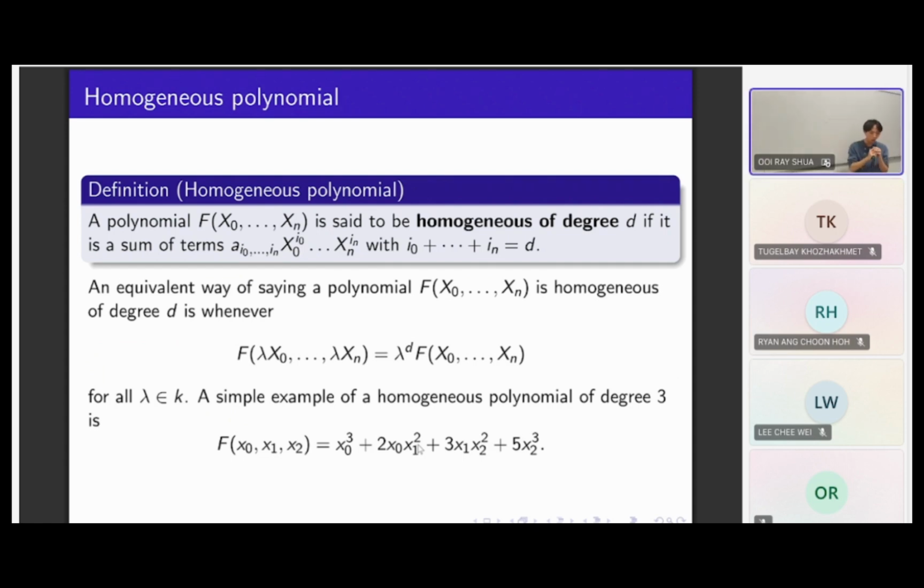Before I go and talk about an example for the hyperplane, we need to define some stuff. So the first thing is the homogeneous polynomial. A homogeneous polynomial is one where every term in the polynomial has the same degree. So you want an example? Okay, let me think.